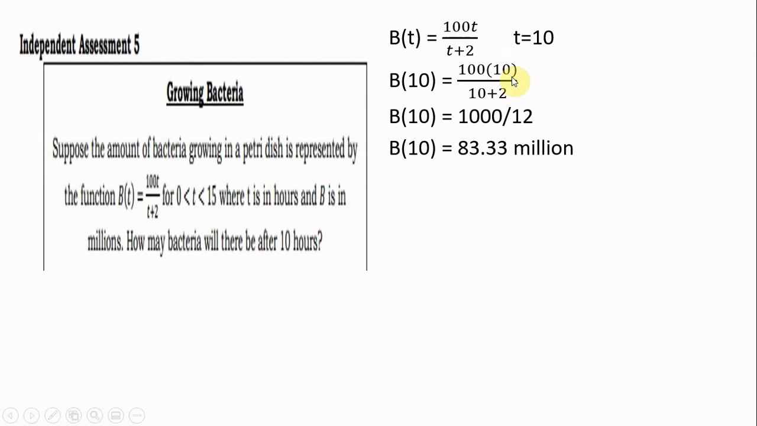So t is 10, that's 10 times 100. Then 10 plus 2, that's 1000 divided by 12. The answer is b of 10 equals 83.33. And since this is in millions, it is 83.33 million.